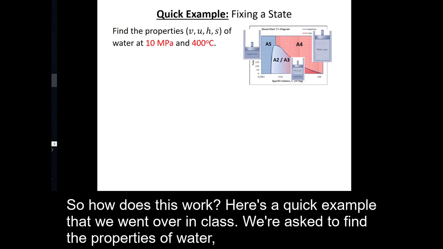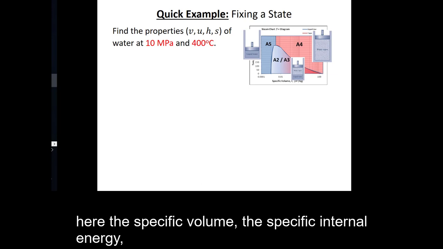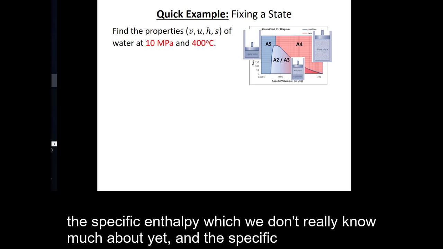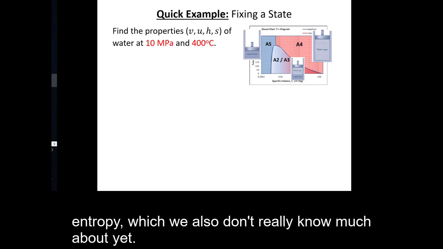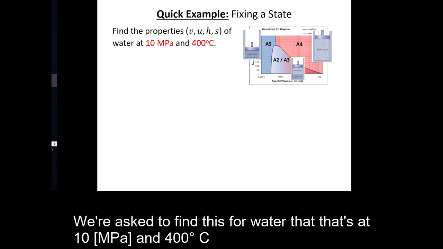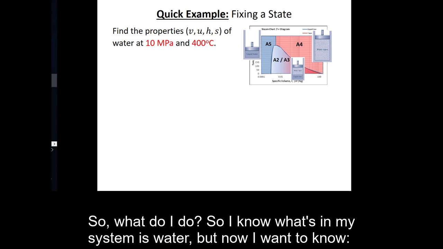So how does this work? Here's a quick example that we went over in class. We're asked to find the properties of water, here the specific volume, the specific internal energy, the specific enthalpy, which we don't really know much about yet, and the specific entropy, which we also don't really know much about yet. We're asked to find this for water that's at 10 megapascals and 400 degrees Celsius. So what do we do? I know what's in my system is water, but now I want to know what's the phase.